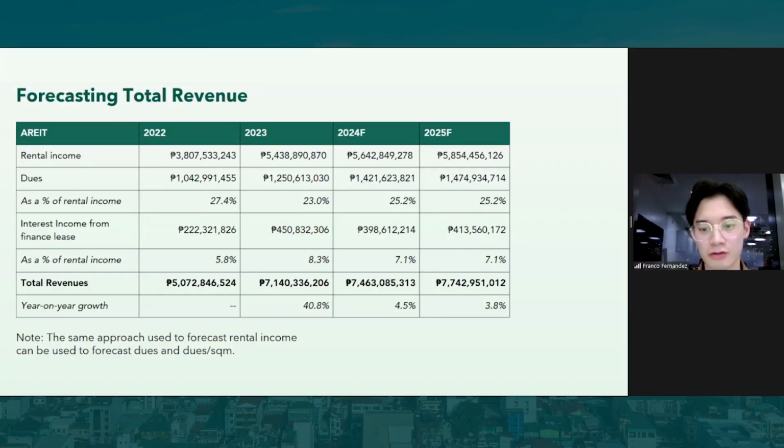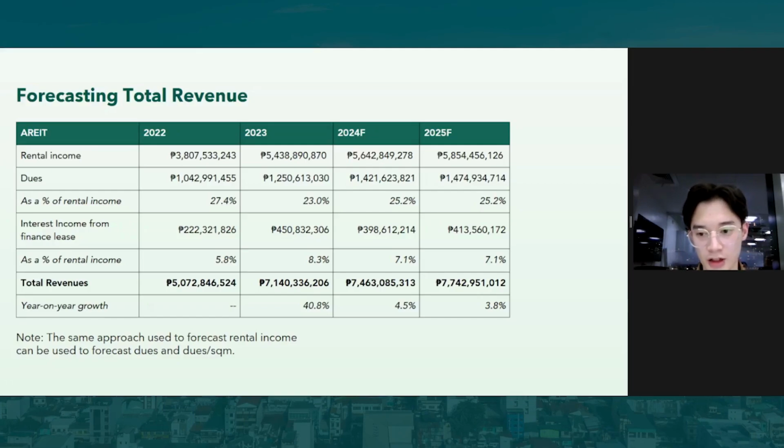And then I did the same again for interest income from finance lease, which would give me an average of 7.1%. So those are the assumptions I used. But the same approach used to forecast rental income can also be used to forecast dues and dues per square meter. But just to keep things simple, this is the method we'll be using.